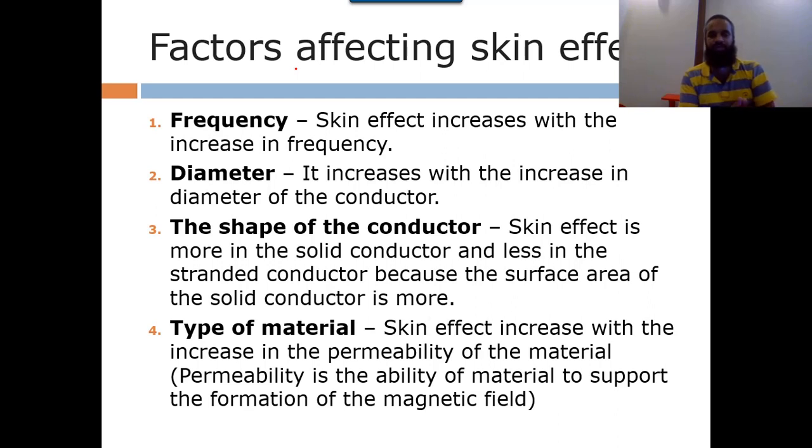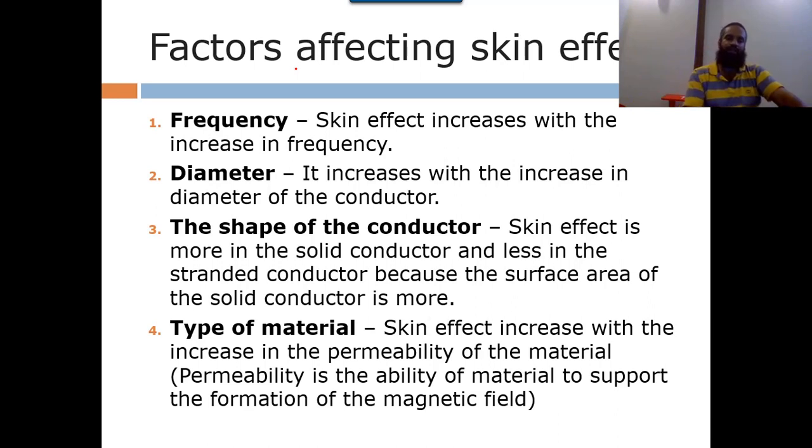If the diameter increases, then the skin effect also increases. So we have to select a specific diameter where the skin effect is minimum. Similarly, skin effect is also affected by the shape of the conductor. If we have a solid conductor, then the skin effect is greater. But if we have a number of conductors in the form of strands, then the skin effect will be reduced.